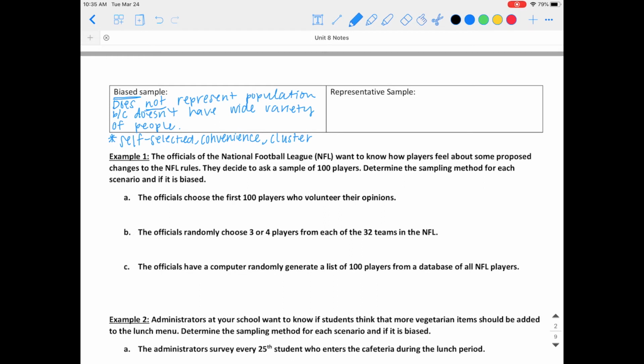Okay, a representative sample is the opposite. It does represent the population, because it does include a wide variety of people. We have a little mini version of our population represented as the sample. That would be a representative sample.